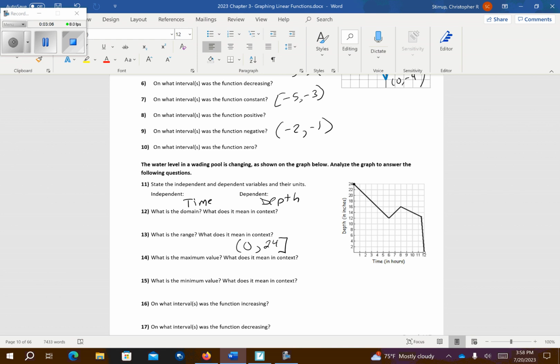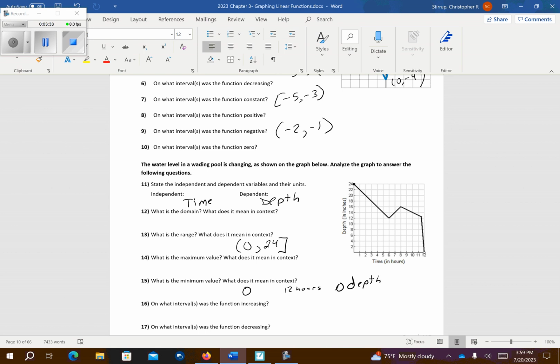Number 15, what is the minimum value? The minimum value is 0. And what is 0 in the y direction? What does this mean? That basically at 12 hours, you have 0 depth. This could be water or whatever.